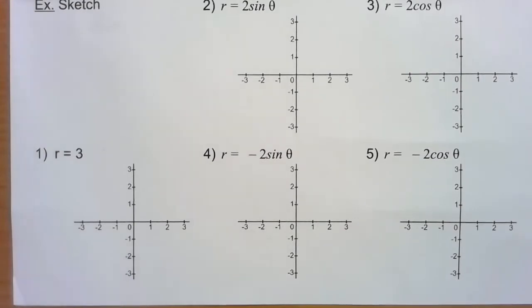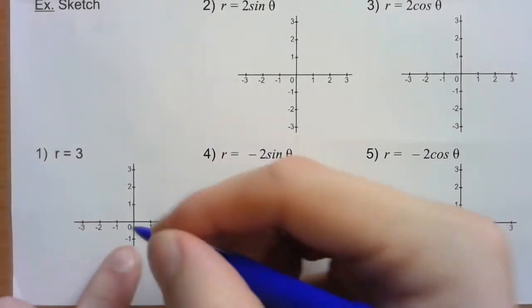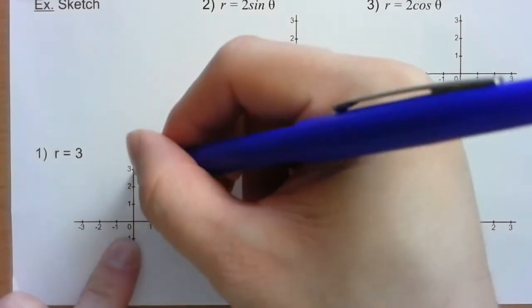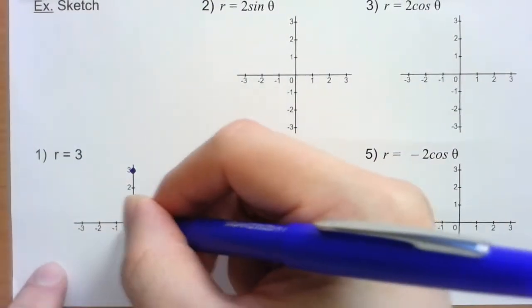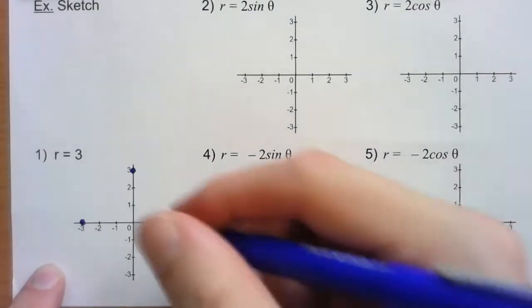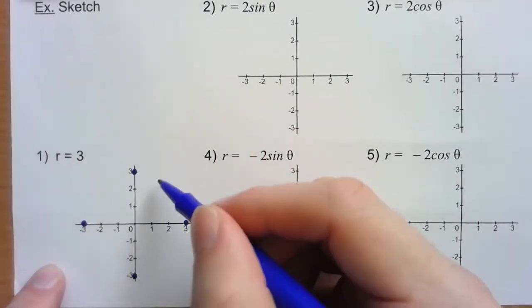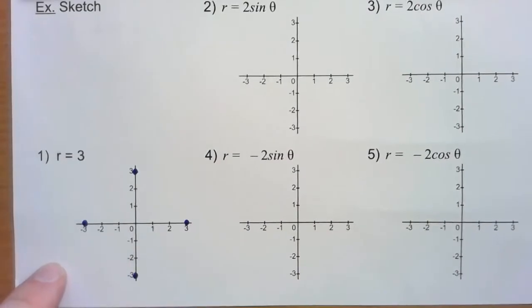All right, so let's think about this first one here. r equals 3. So we want all the points where r is 3. It doesn't matter what angle we have. We just have r is 3. So we want a distance of 3 from the origin for any angle. Right? So we could have a distance of 3 from the origin out here, this direction, there, right there, right here, right here. Hopefully you can picture what this shape would be.